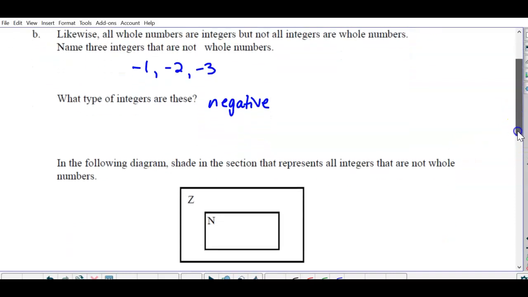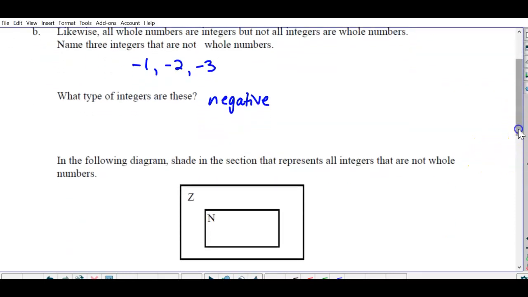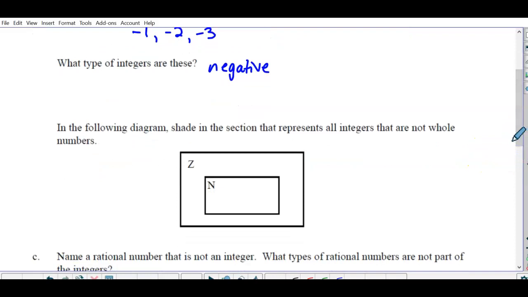Okay. In the following diagram, shade in the section that represents all integers that are not whole numbers. So remember, these are whole numbers. These are integers. Okay, shade in the section that represents all integers that are not whole numbers. So that would be everything that's outside of the whole numbers.